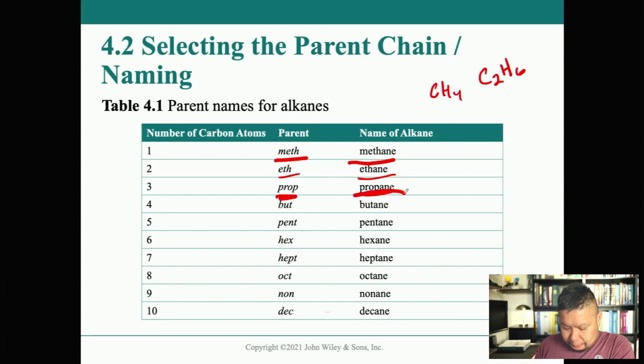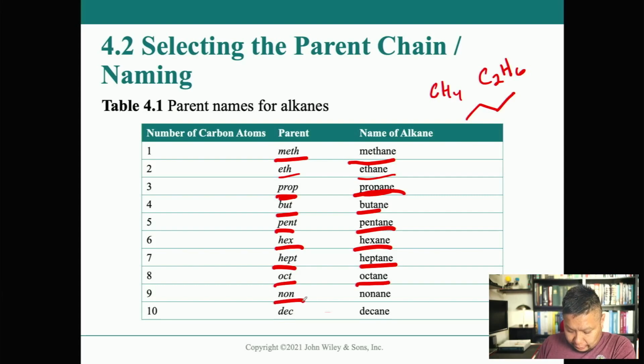Prop is propane, which is 3 carbons. But is 4 carbons, like butane, right? That's this here. That's butane. Pent for 5. Oh, that's where the Greek starts. And that's 5 carbons, like pentane. Hex is 6 for hexane. Hept for heptane, which is 7 carbons. Oct for octane, 8. Non for nonane, and that was the one that we did previously in the previous slide. It had 9 carbons, so that would be a nonane. 10 for decane, right? Which makes sense.